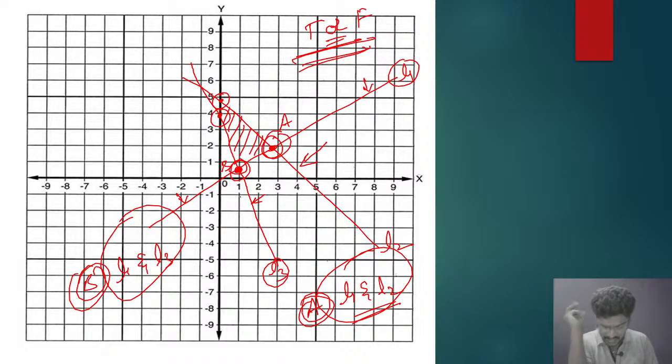I think your doubt is cleared. Once you try this, if you don't get the answer, you can ask again, no problem. I will clarify it.